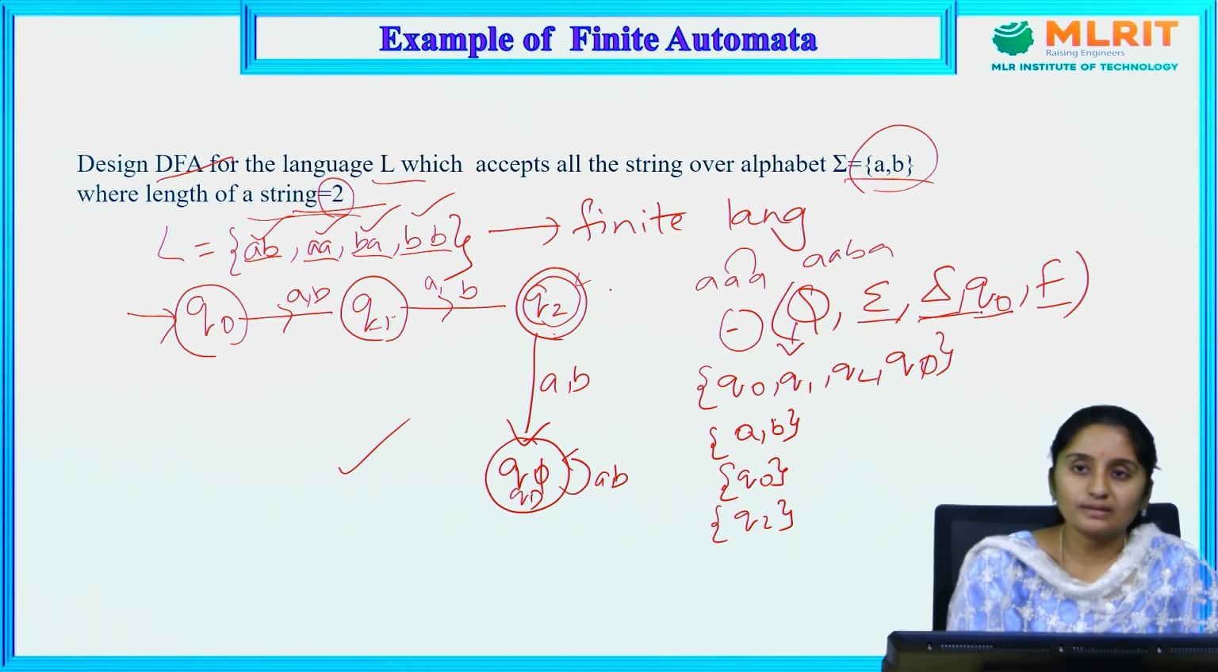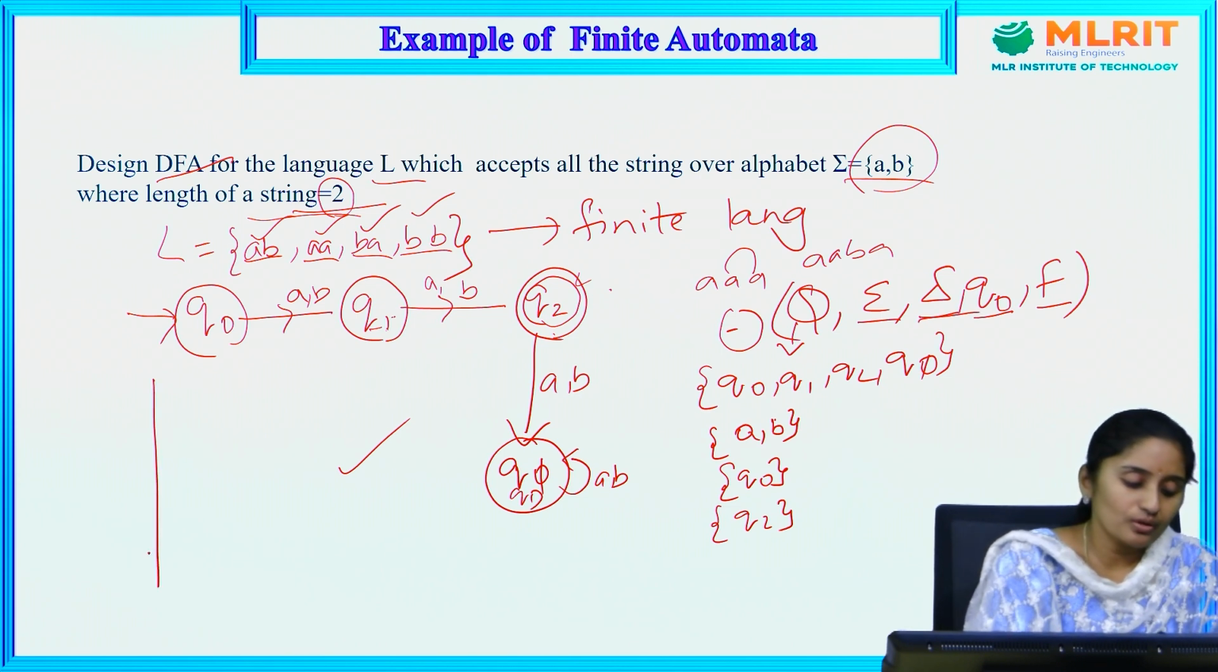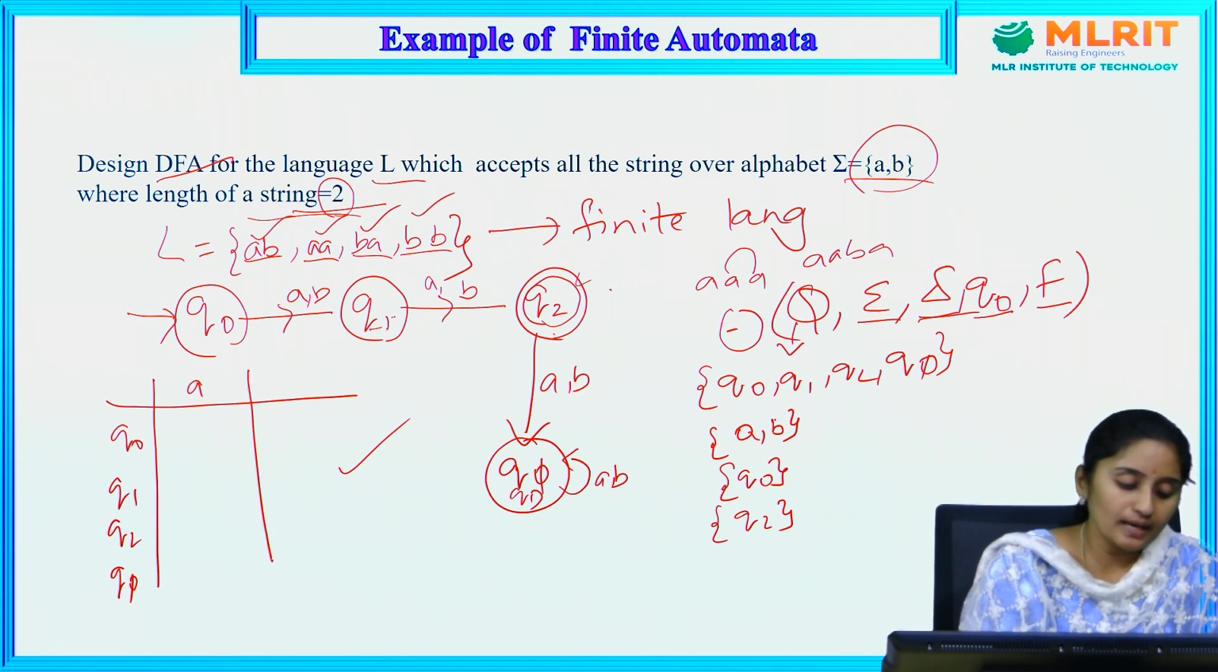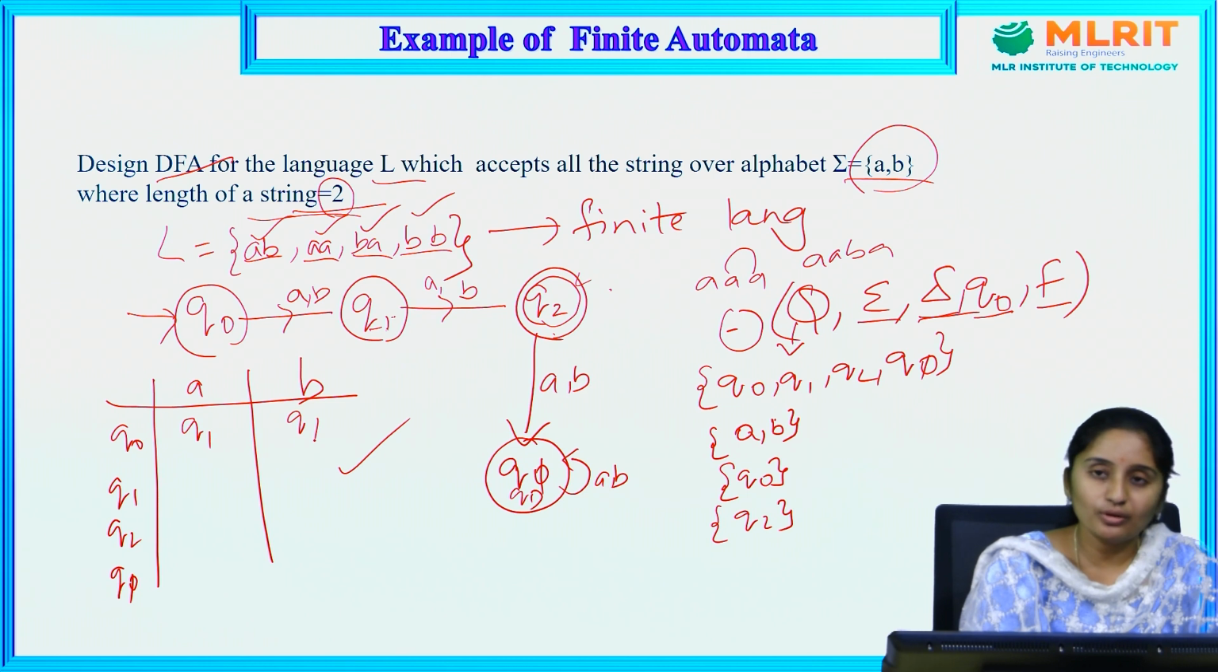So let us construct a transition function. So delta, the transition function. What are the states I have? Q0, Q1, Q2 and Q phi. What are the inputs? A and B are the inputs. Q0 on A, it is moving to Q1. Q0 on B, it is moving to Q1. Q1 on A, it is moving to Q2. Q1 on B, it is moving to Q2.